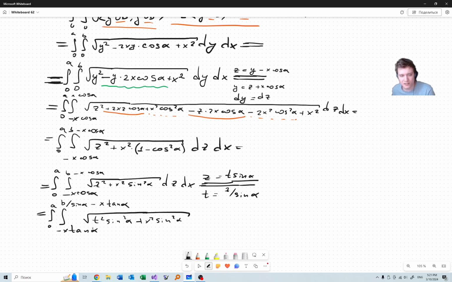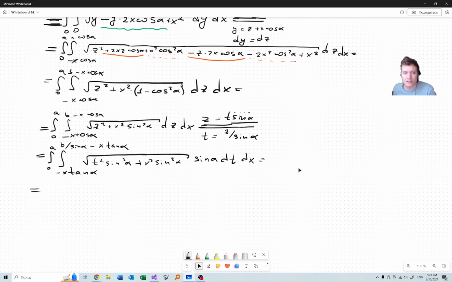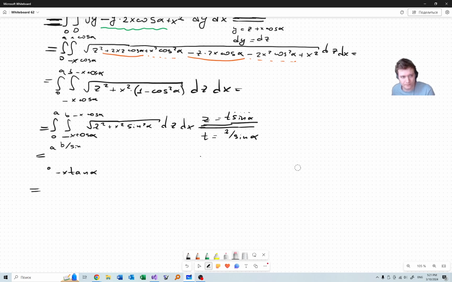And dz is, note that I don't differentiate sine alpha, of course, because it is not a variable. So we have sine alpha dt dx. Let's move on. Now I can eliminate. Actually, I was wrong. No, it's not how you do it. We need to say that z is x t sine alpha.